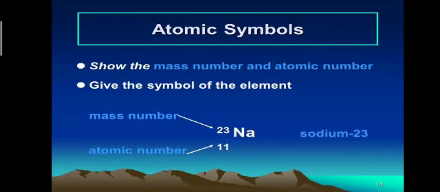Atomic symbols show the mass number and atomic number. We take an atom, that is sodium. Its atomic number is 11 and its mass number is 23. Similarly, take an example of oxygen. Oxygen has atomic number of 8 and mass number of 16. Carbon has atomic number of 6 and mass number of 12. Nitrogen has atomic number of 7 and mass number of 14.